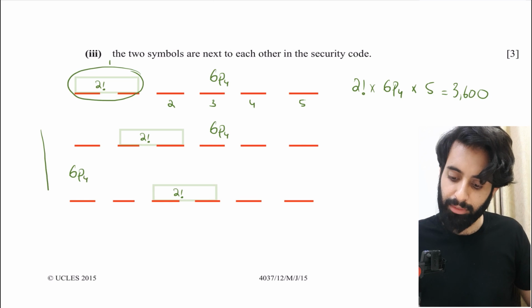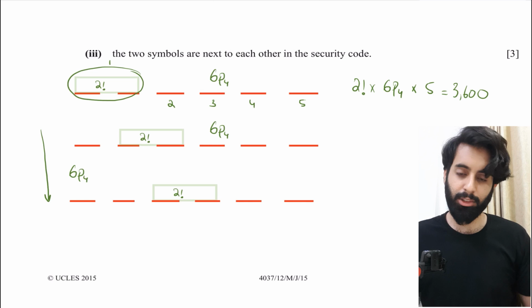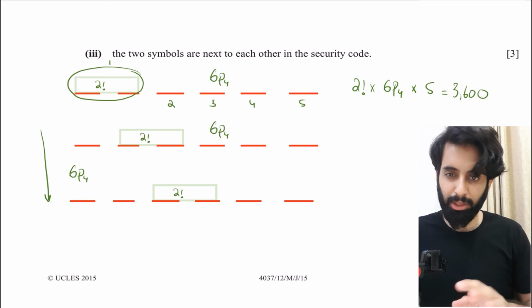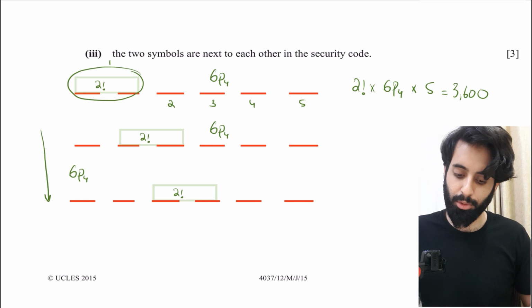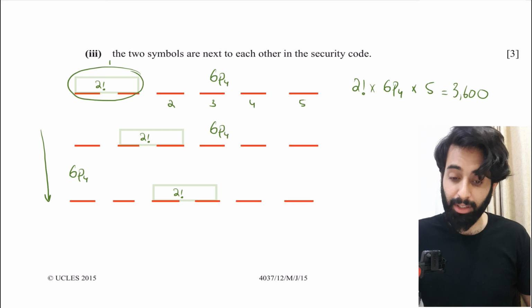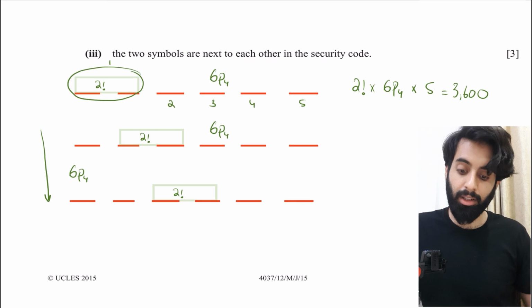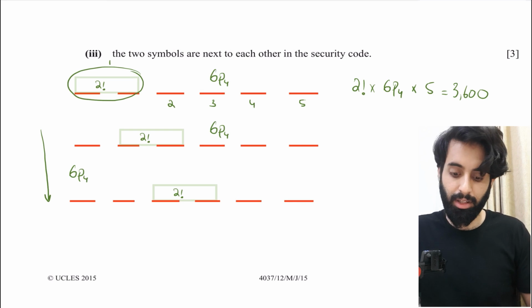Okay, so all of this was just to give you an idea what exactly is going on, but when you're solving a question, it's not absolutely necessary to show all this. You can just simply multiply by 5, since that is the number of ways this block can be arranged.